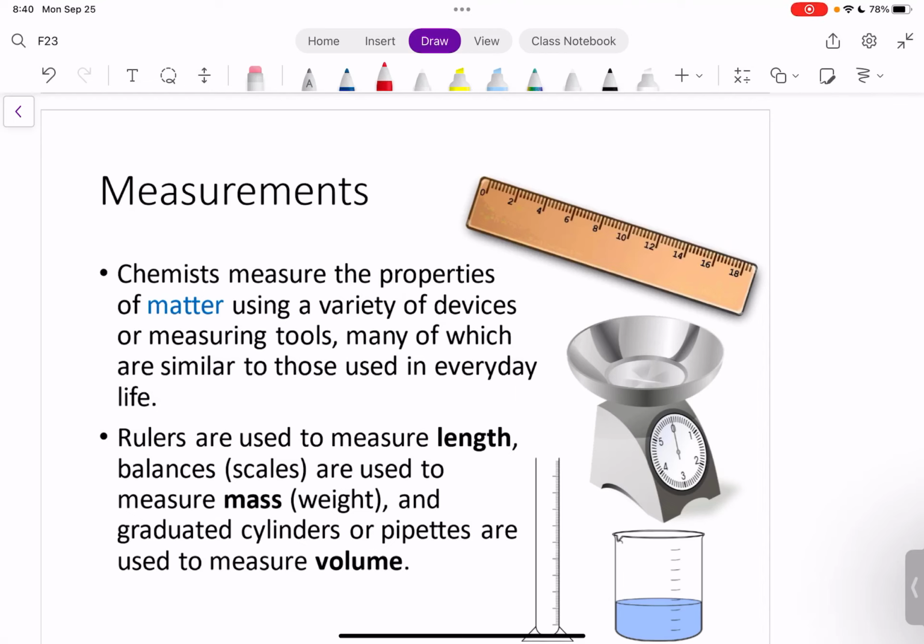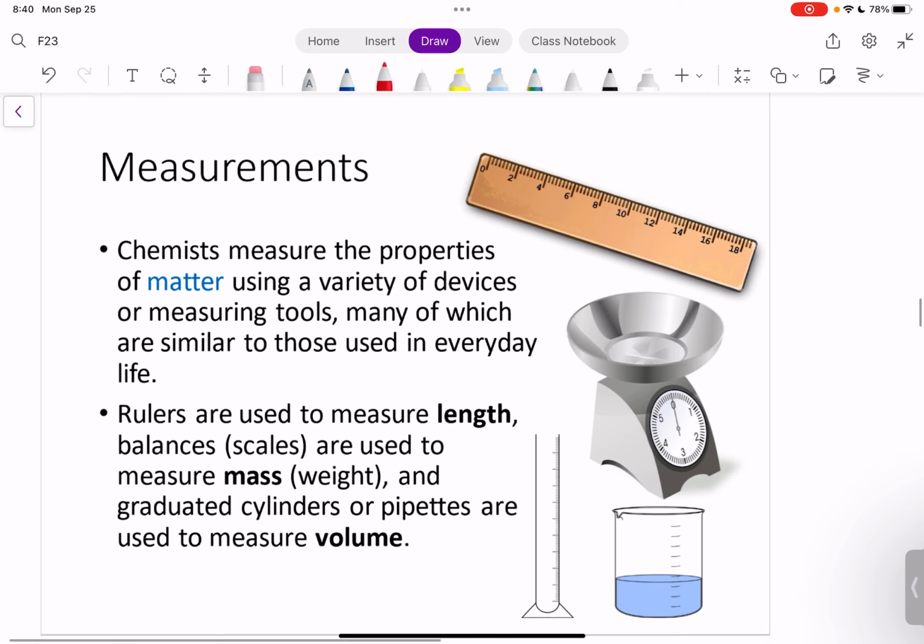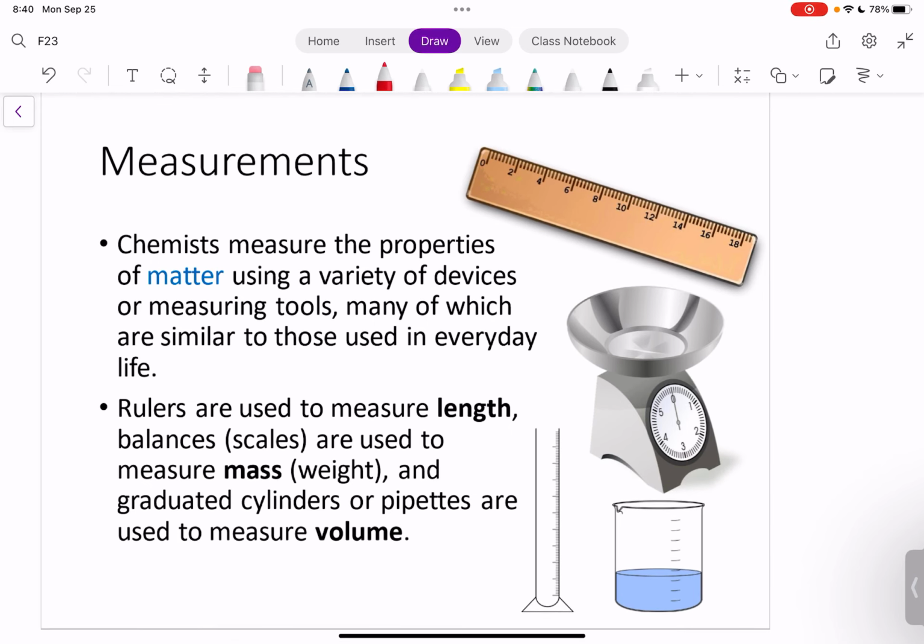In the last couple videos we talked about different ways that we can classify matter, and in this video I want to talk about different ways that we can measure matter using different tools. So on the right there you see some examples of tools you can use to measure matter in different ways. You can measure length using a ruler. You can measure the mass using a balance or a scale like this. You can measure the volume using a graduated cylinder over here or a beaker here.